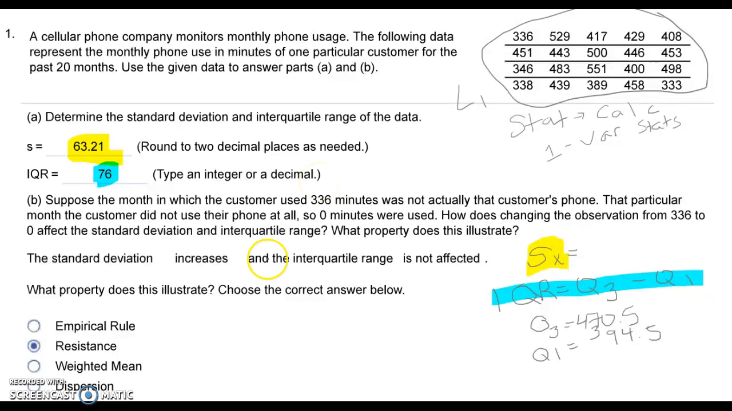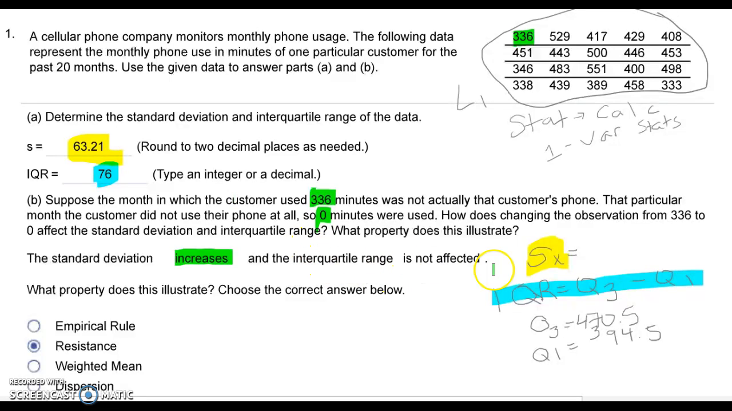From there, it says that the customer for 336 was actually, highlight, the 336 value, which is the lowest value in the list, right here, 336, was not actually that phone. It was supposed to be 0. So if I replace 336 with 0, and you can actually do this in the calculator or just think about it, it's going to increase the standard deviation, because the standard deviation is the spread of the variables. So it's going to increase that standard deviation.